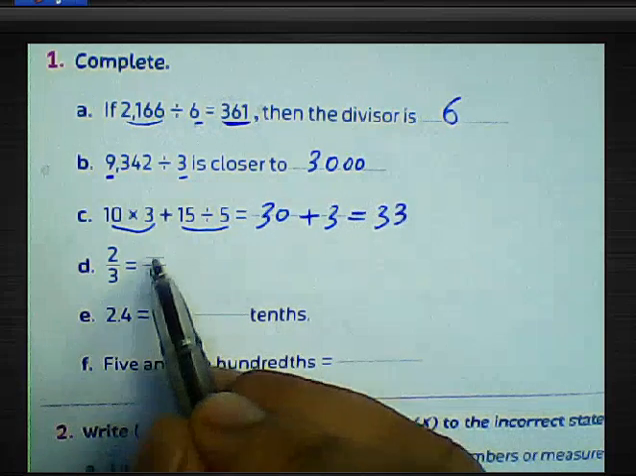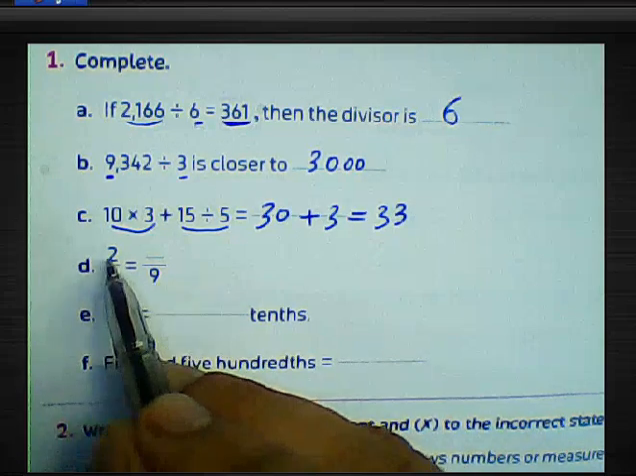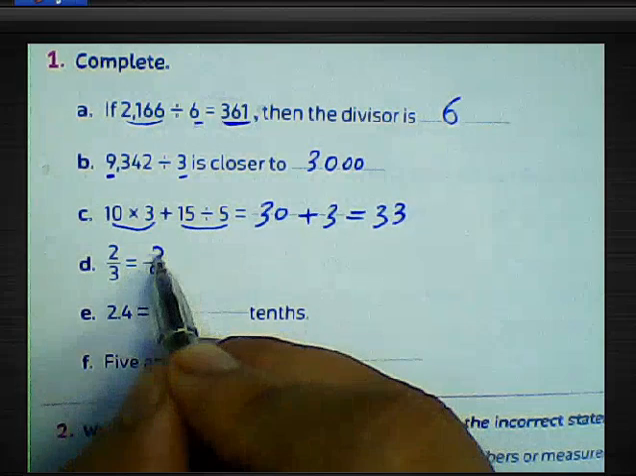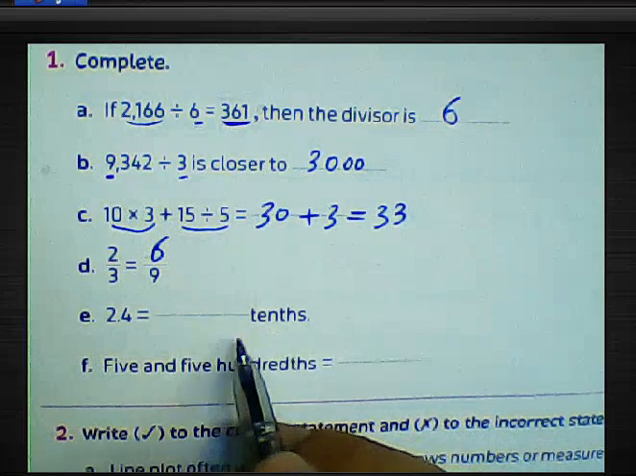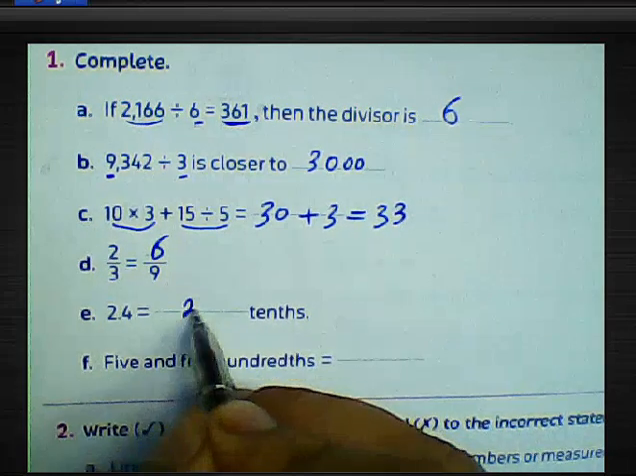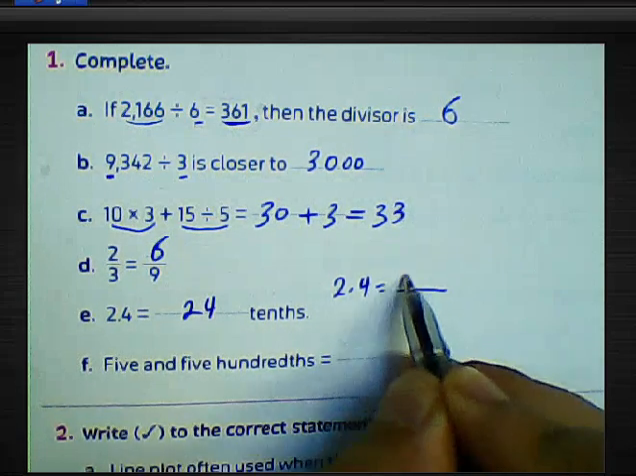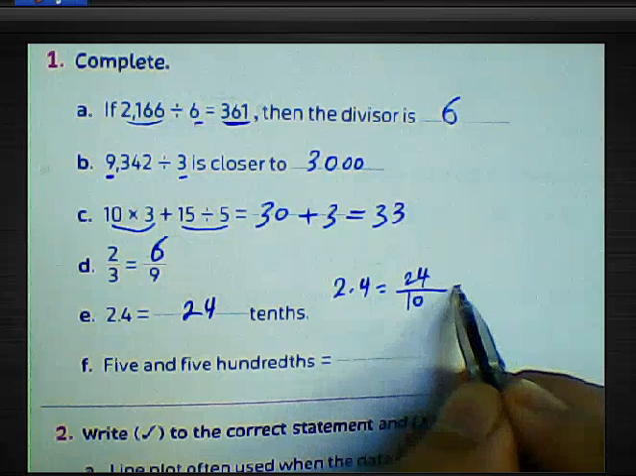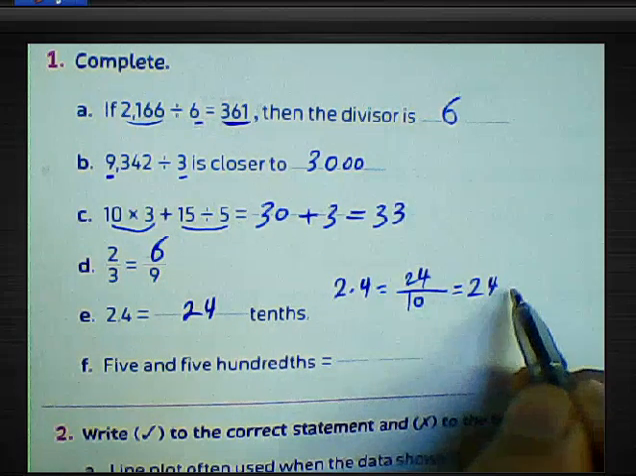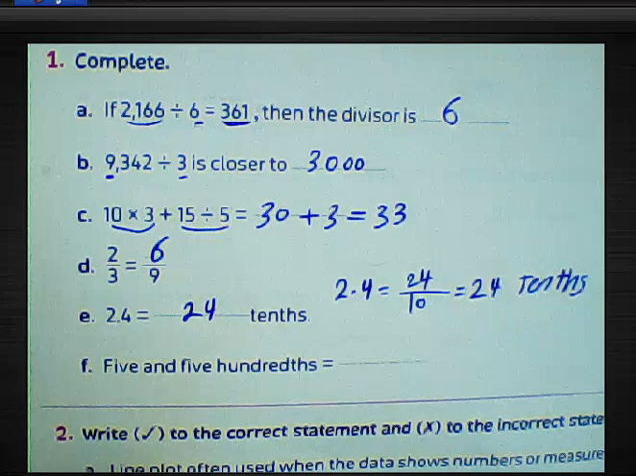2 over 3 equals space over 9. 3 multiply 3 equals 9, so 2 multiply 3 equals 6. 2.4 equals space tenths. It will be 24, because 2.4 is equal to 24 over 10, and 24 over 10 means 24 tenths.